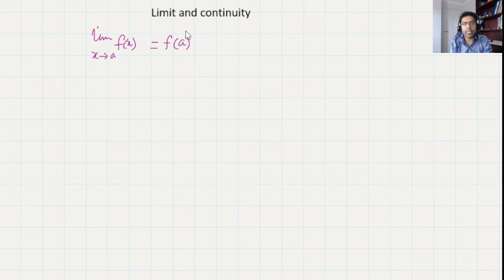But mathematically, you can write that if the limit of f(x) as x approaches a is equal to f(a), then the function is continuous. And why is knowing whether a function is continuous at a point important? Because taking the derivative of a function at a particular point is only possible if the function is continuous and smooth at that point. We'll come to that later.